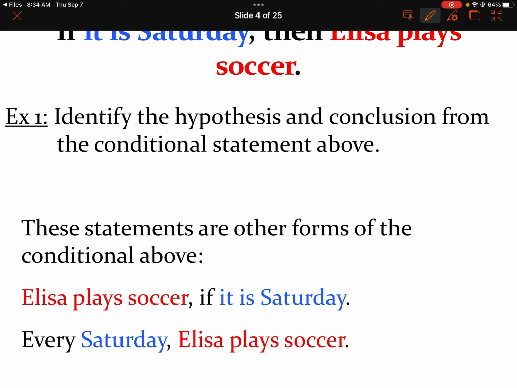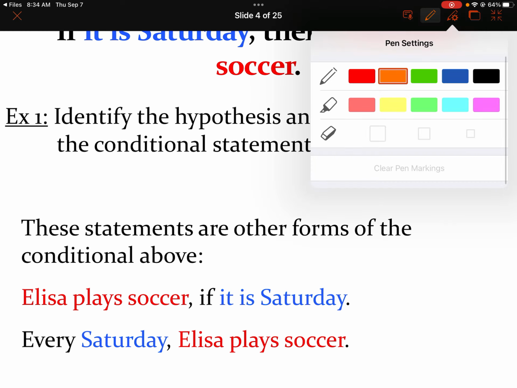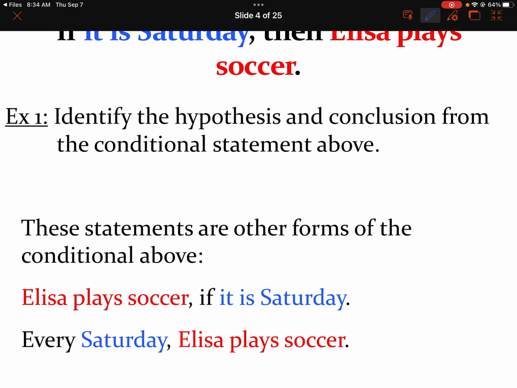If it is Saturday, then Alyssa plays soccer. That's a conditional statement. We have it color-coded for you to help you. The first example says to identify the hypothesis and the conclusion from the conditional statement above. If you want to write them out, you can. But what we're going to do is just underline.